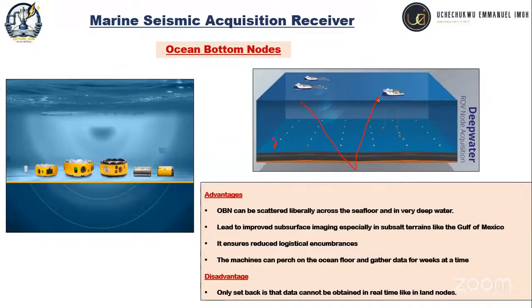So when the seismic wave energy is generated as shown by this cartoon, the wave travels through the water column, gets to the subsurface, and then travels back without going back into the water column. It just gets received by the nodes that are already at the ocean floor. The nodes are designed in different sizes and different shapes, as shown in the picture on the left.